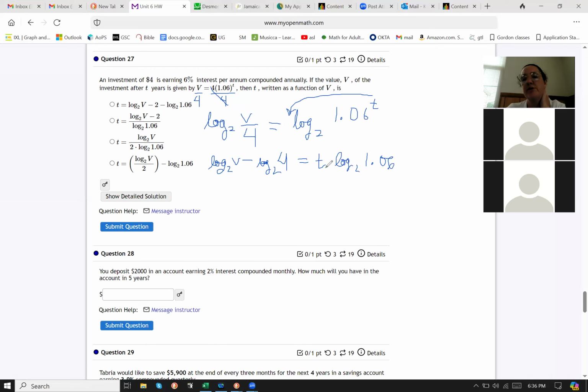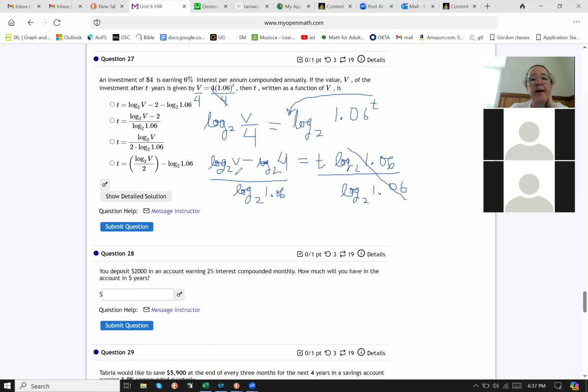And now we're solving for T, so we'll just divide both sides by log base 2 of 1.06. And now you can choose which multiple choice question was the right answer. If you were in my first class on Wednesday, the one that ends in 8-9, I started this problem, but I didn't finish it. So now you can see the rest of the story. So the log base 2 of 1.06 divided by itself just cancels to 1. So we're left with T equals all of this.